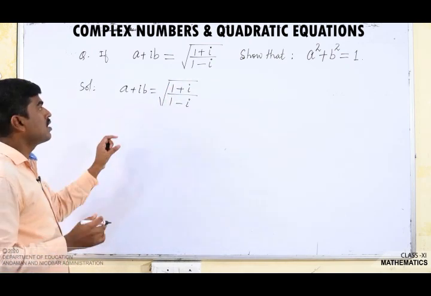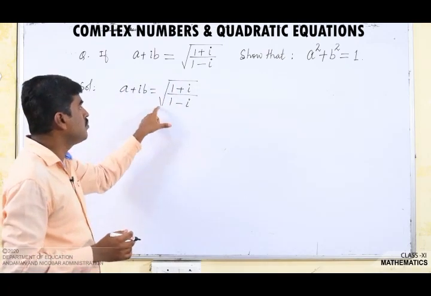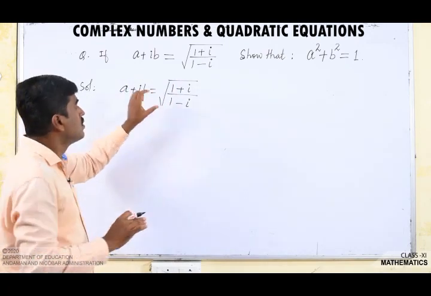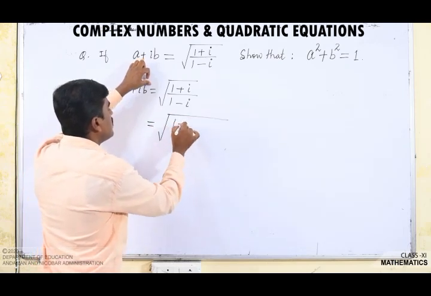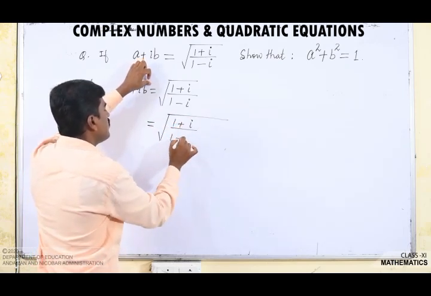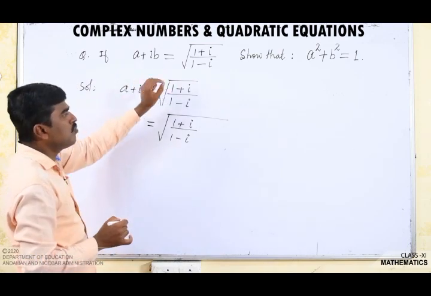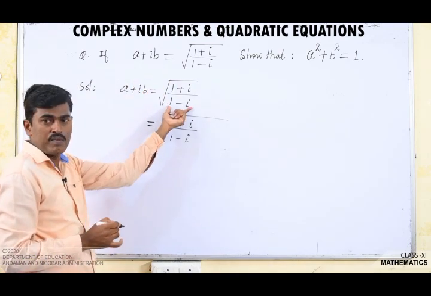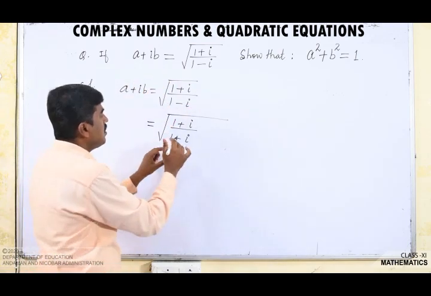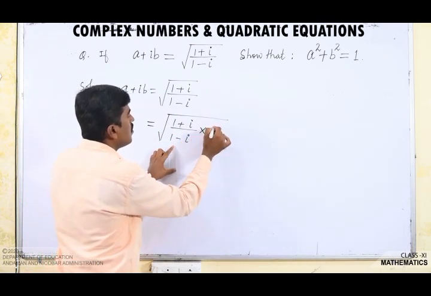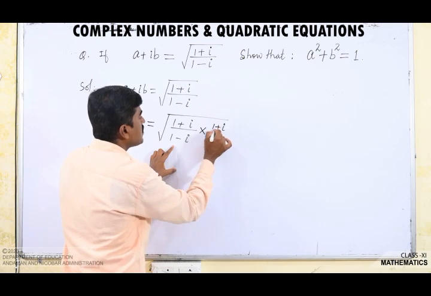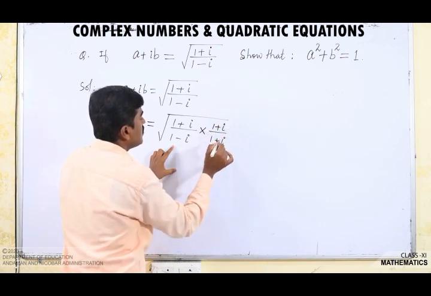Now generally we have to express this complex number in the standard form first. So what we have to do, just multiply and divide by the conjugate of the denominator. So what is the denominator? That is 1 minus i. So we will multiply with the conjugate of this denominator, that is 1 plus i divided by 1 plus i.